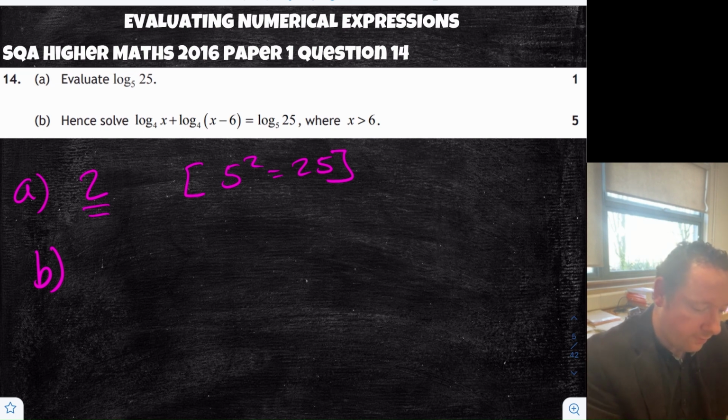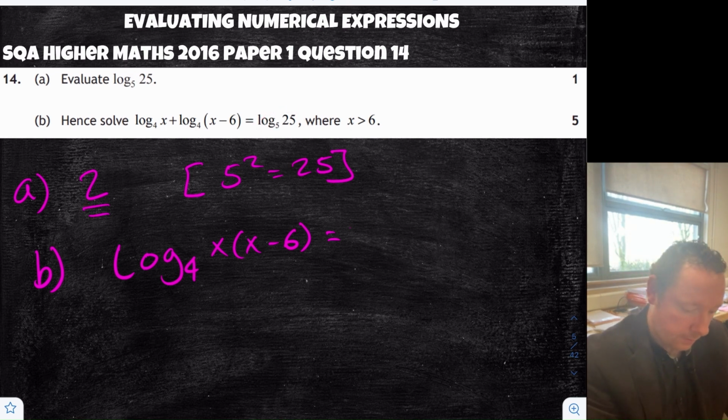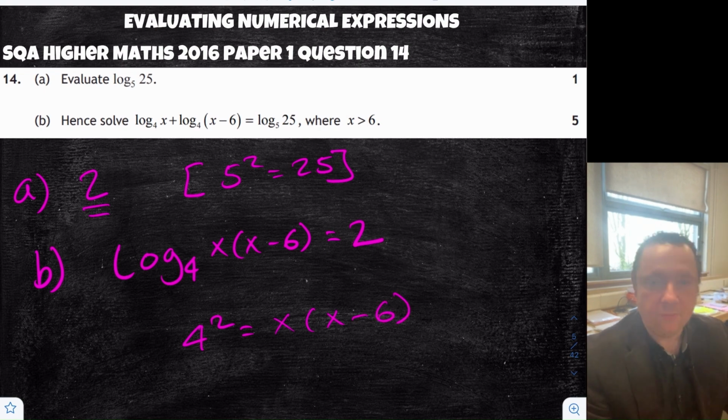So looking at our left-hand side, we combine that into one log by saying that it's x times x minus 6. So I'll do that to start with. Log base 4 of x bracket x minus 6. And the right-hand side, log base 5 of 25, well, we know that's 2, so we can just write 2. So then we can use our rules of logs to say that it's the base to the power of 2 equals the left-hand side. In other words, 4 squared equals x times x minus 6 to eliminate the log.